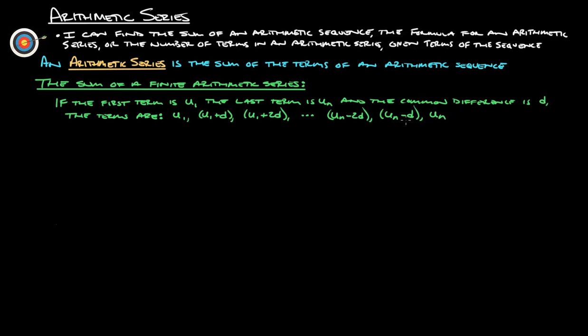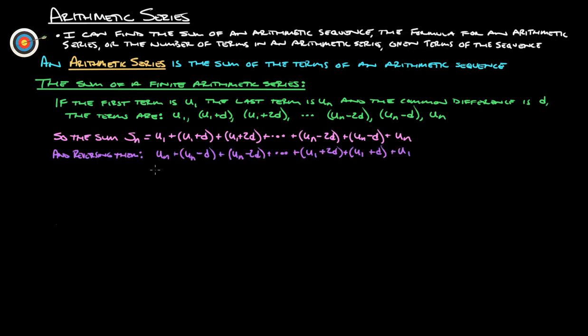To get to the term right before that, it's going to be u sub n minus one of the differences, because it's right before we get to the end. And then to get to the one before that, it would be the last term minus 2 differences, and so forth and so on. Okay? So the sum, S of n, would be all of these terms added together. Then reversing those, writing them in the backwards order, just like we did in the last lesson, would look like this.